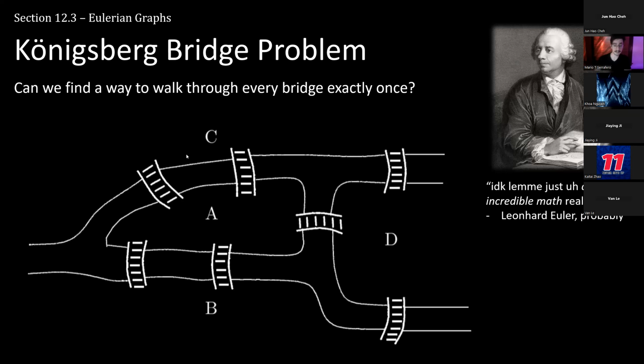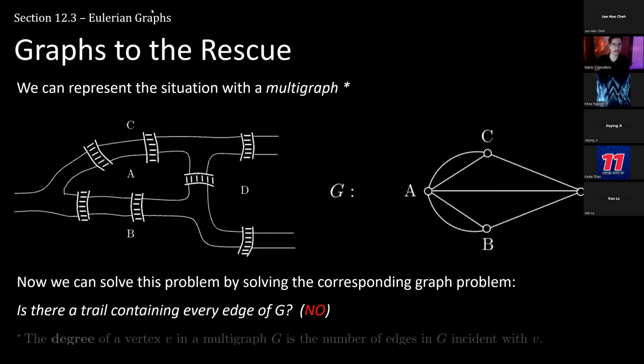So it turns out that we can use graphs, if it wasn't obvious by now, to understand this problem. So we can represent it using a multigraph. We haven't worked with multigraphs so far, and we won't really work with multigraphs that much, but a multigraph essentially has multiple edges joining nodes.